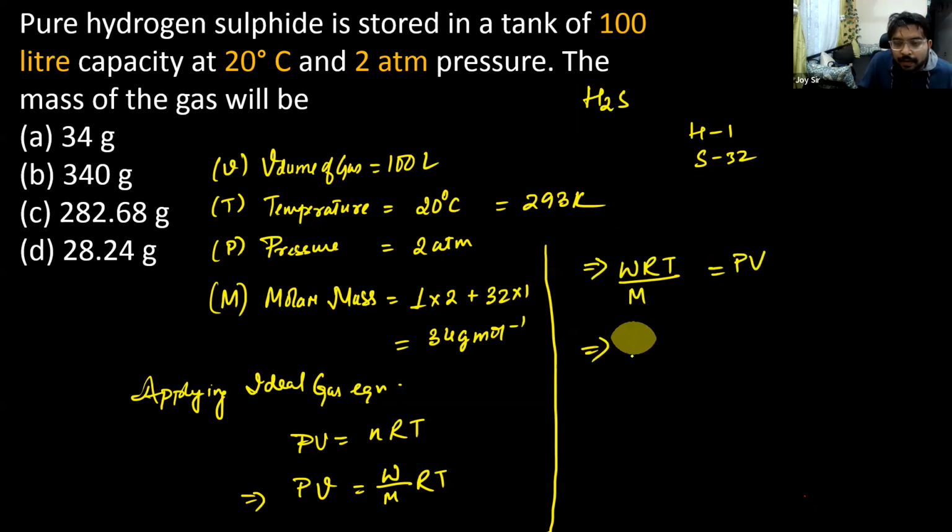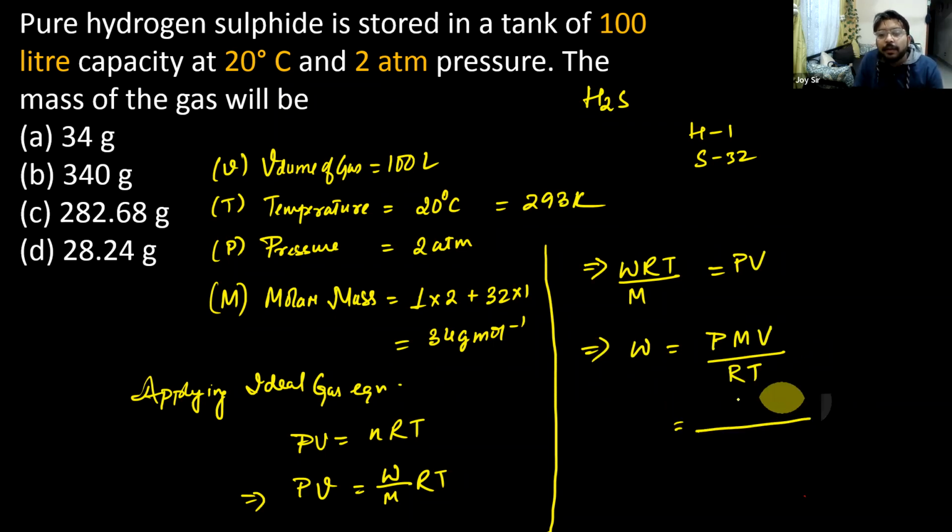Take everything on one side. W is equal to PMV by RT. What is the value of P? P is the pressure of the gas. What is the pressure of the gas? 2 atm. The molecular mass of the gas is 34. The volume of the gas is 100 liter.